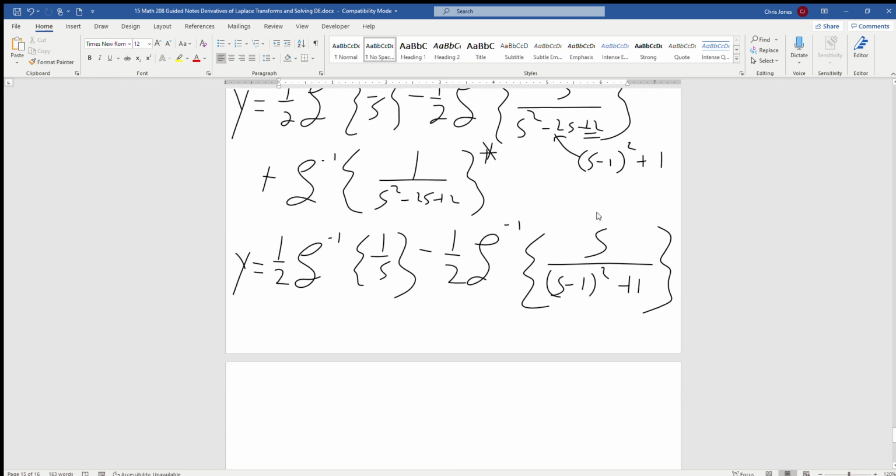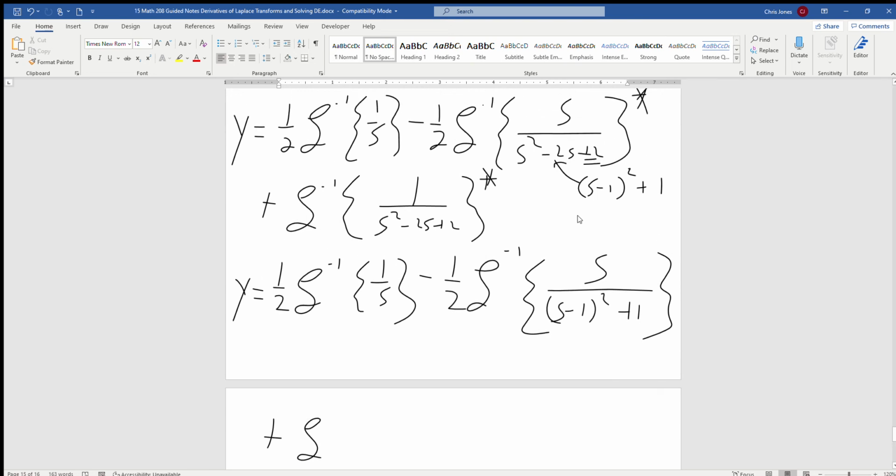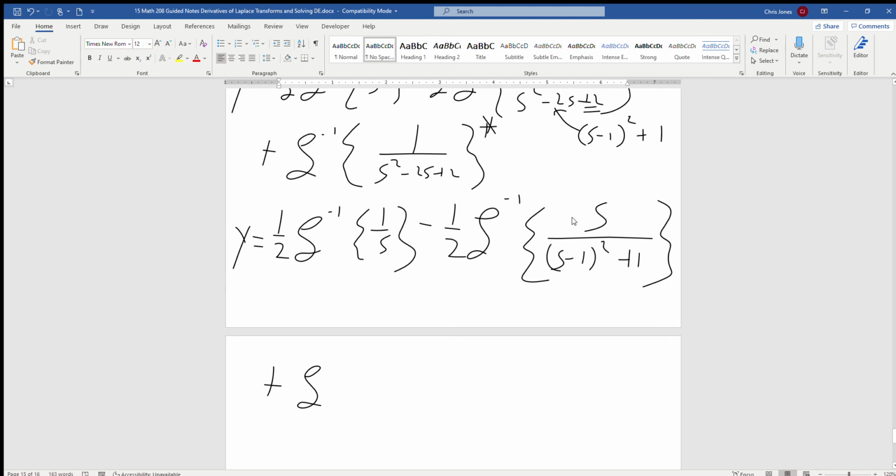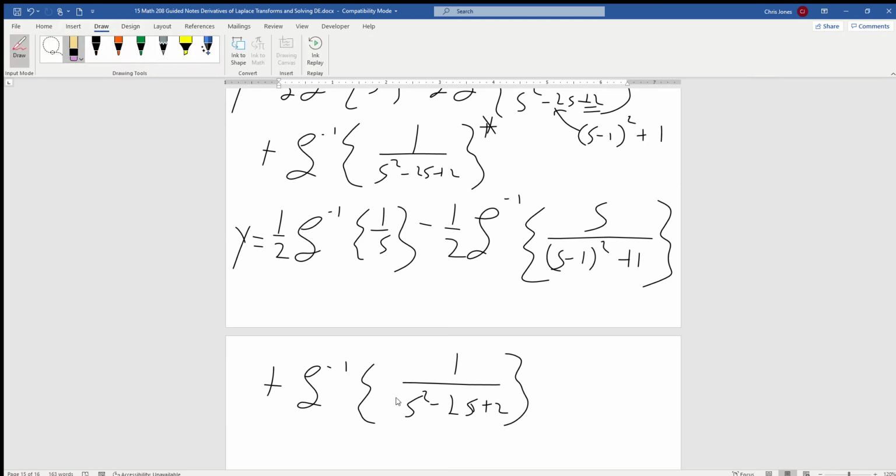And then same thing here, plus inverse Laplace of the 1 over s squared minus 2s plus 2. All right. And we did say that we were going to factor that. So let me erase this, write it into the factored form. Otherwise, we're not really getting too much further with it. S minus 1 squared plus 1.